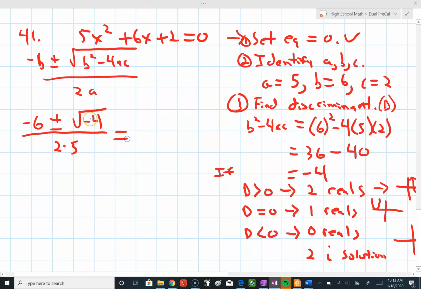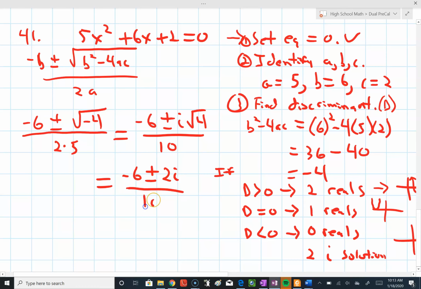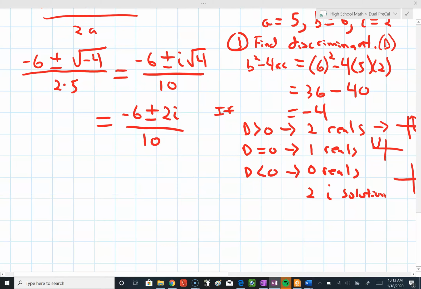If the discriminant is negative, start by making that negative a positive and put an i on the outside. So negative 6 plus or minus i square root of 4 over 2 times 5 is 10. The square root of 4 is 2, so we have negative 6 plus or minus 2i over 10. This is a perfectly legitimate way to write this, but let's do some reducing here. 2 goes into both of these, so that would be negative 3/5, 2 into both of these, plus or minus 1i over 5, which I would just write i over 5. 2 different numbers.